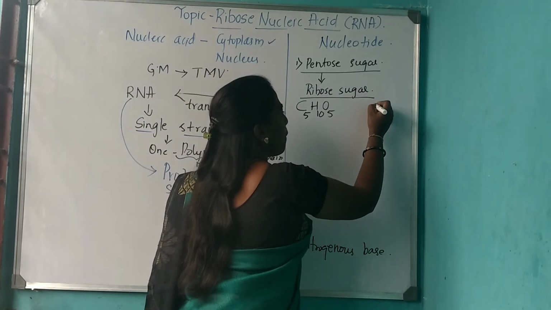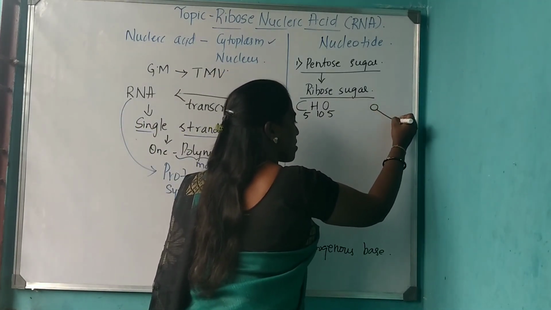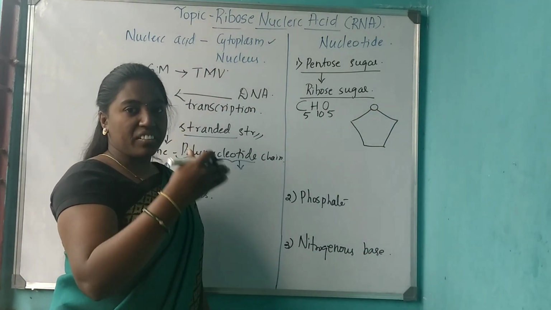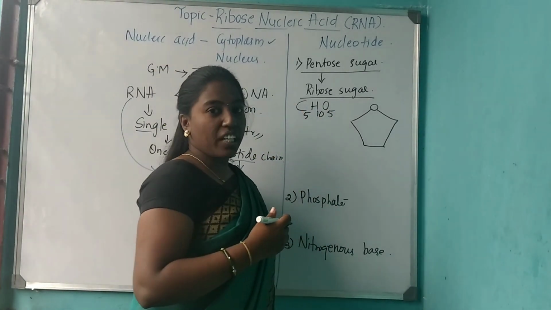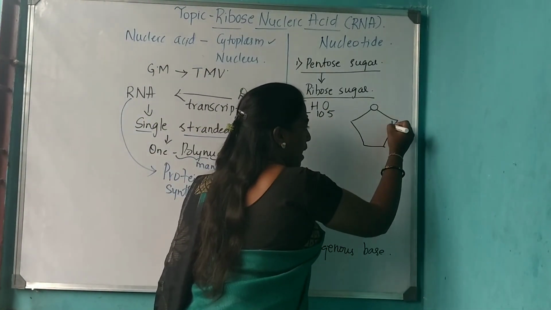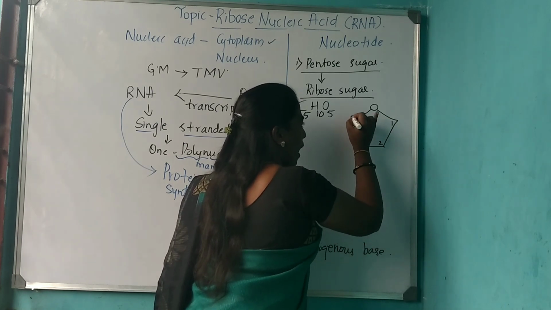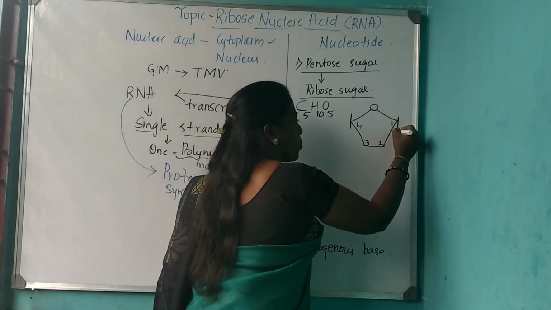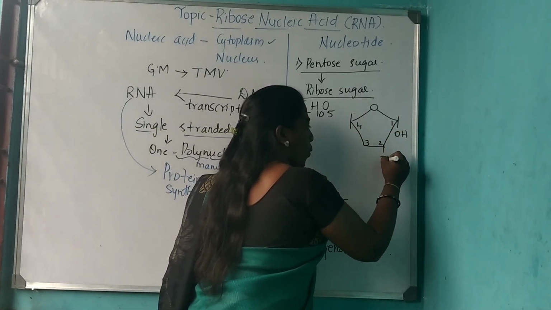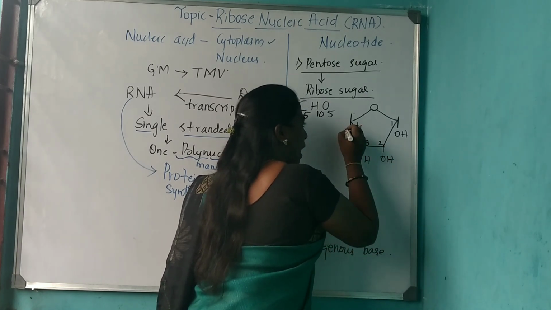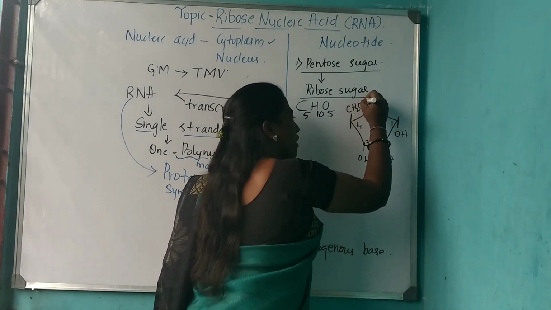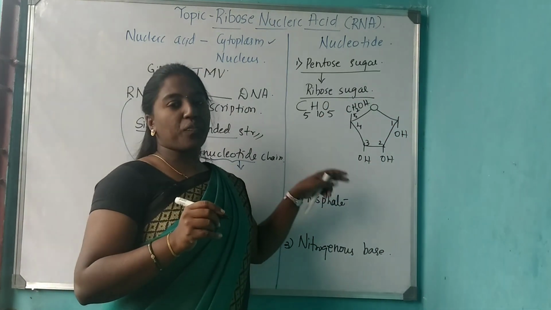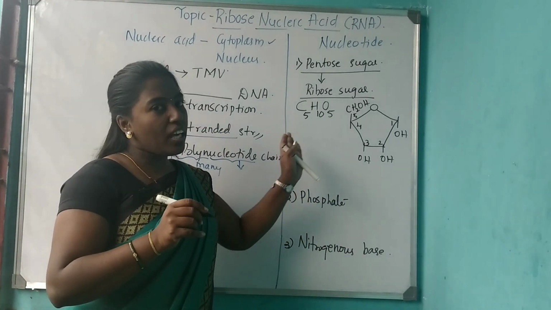It is a pentose sugar, isn't it? Here it will have a pentagon-like structure like this, where 4 carbon atoms are found inside the ring and 1 carbon atom is found outside the ring. That is carbon number 1, 2, 3, 4, and the 5th carbon atom will be found here. Coming to the functional groups, it will have OH, OH, OH here and CH2OH on the 5th carbon atom. This is the structure of the ribose sugar found in RNA.